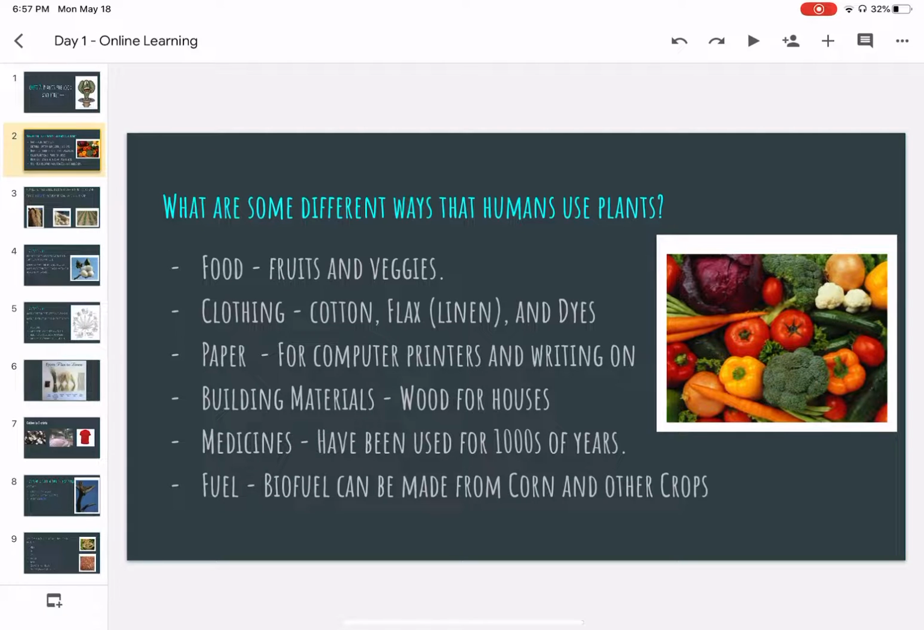There's paper, there's building materials, like 90% of the houses in North America and in Canada are made out of wood. Okay, we have medicines over thousands of years. If we think back to our First Nations cultures, they used a lot of the things that came from the land, and a lot of that was plants. And then fuel. So biofuel can be made from corn and other crops, or also people have burned wood as a fuel and to give off heat.